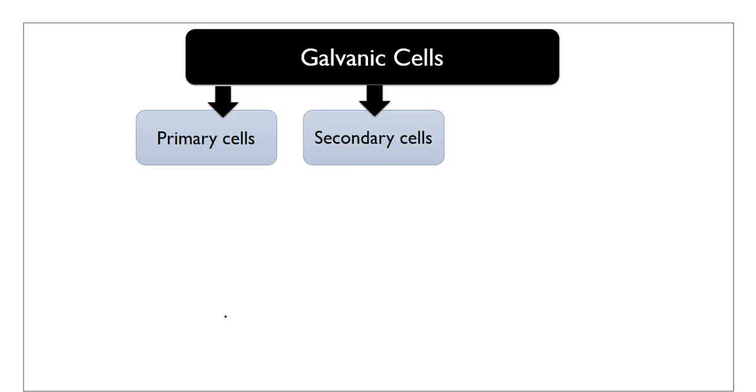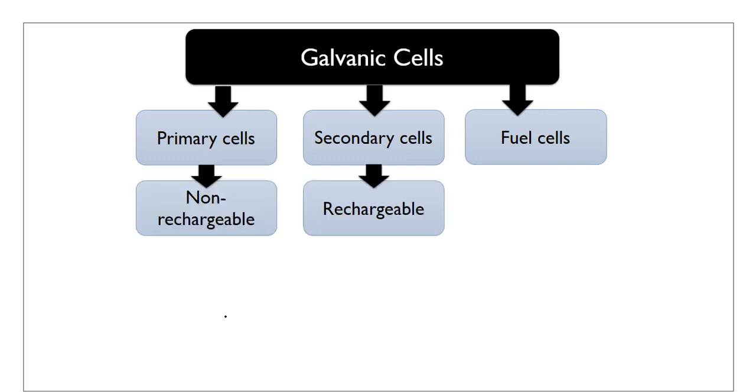All right, just one more before we actually get to the point. If we talk about galvanic cells, you can divide them into three categories: primary and secondary cells, which we will talk about later.